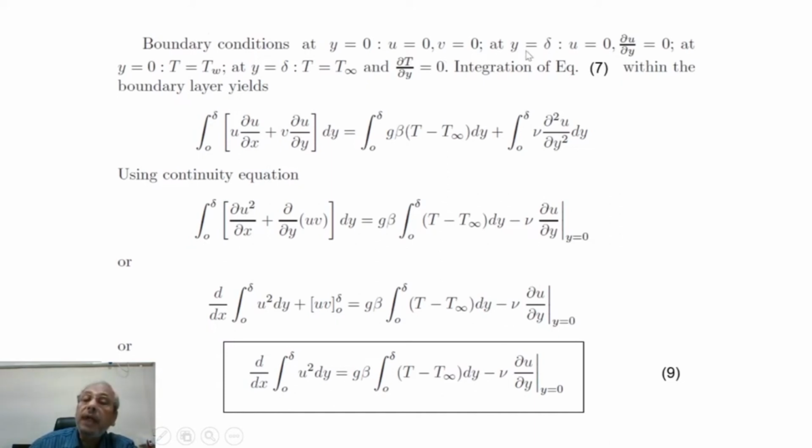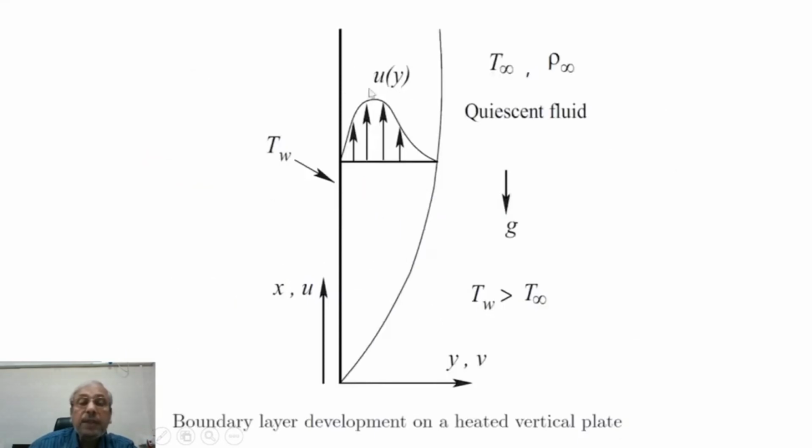At y equal to delta, u equal to 0, del u del y equal to 0. And at y equal to 0, t equal to tw, and at y equal to delta, t equal to t infinity, del t del y equal to 0. So let us again look into this.